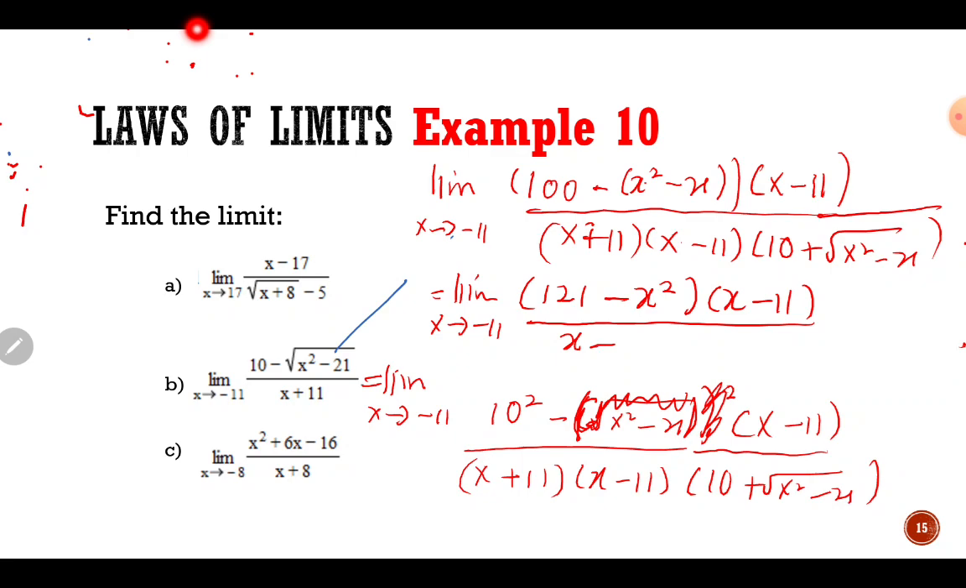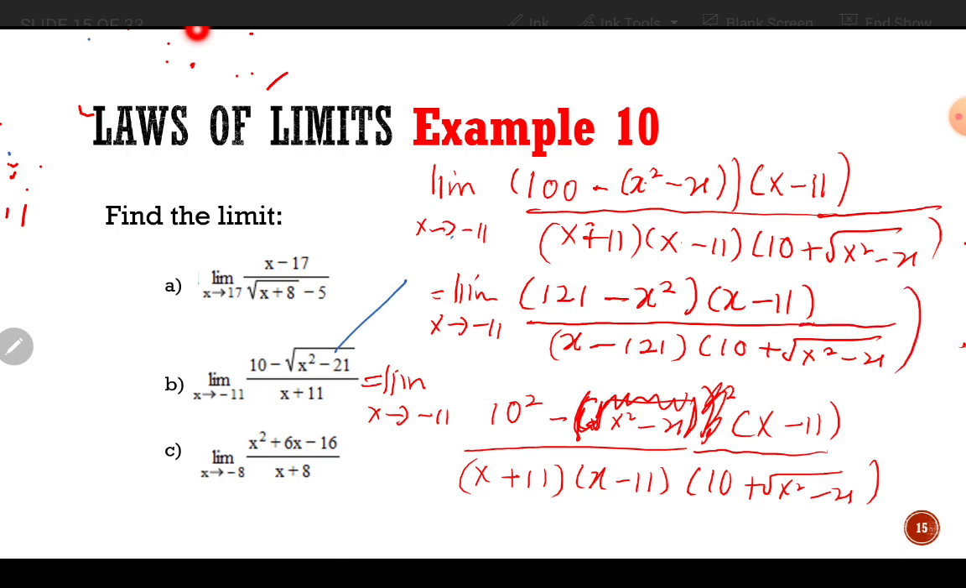So, you akan dapat x square tolak 11 square. Kita akan dapat 121. And then here 10 tambah square root of x square tolak 21. Jangan tinggal pula. Okay.